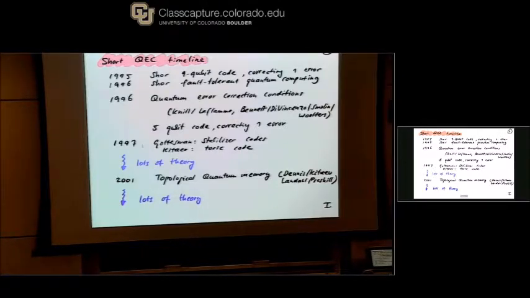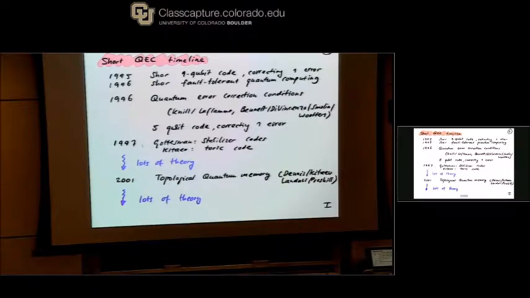Okay, so then in '97, the birth year of stabilizer codes, Gottesman, as part of his PhD work, developed a very nice stabilizer code formalism. And also Kitaev's paper on the toric code, which had earlier incarnations in gauge theory and so on, but we can place its origin also in '97. And then you could say the history covers lots of theory.